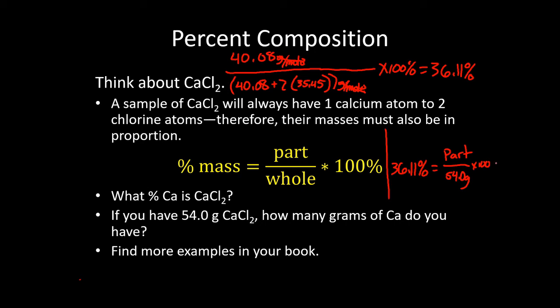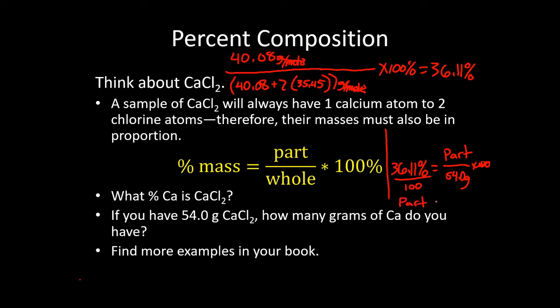So this is an equation with one unknown, which is what we're trying to find. It's the mass of the one part that we're looking for, the calcium. And so if we do the math here, it's just some simple multiplication and division. So we're going to take 36.11 divided by 100, because that will get essentially moving this 100 over to this side, so that gets rid of that here. And then we're going to multiply both sides by 54.